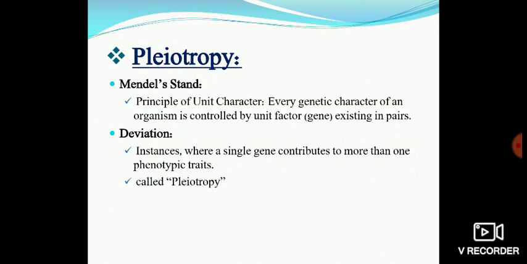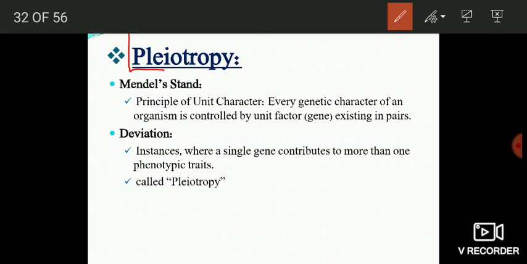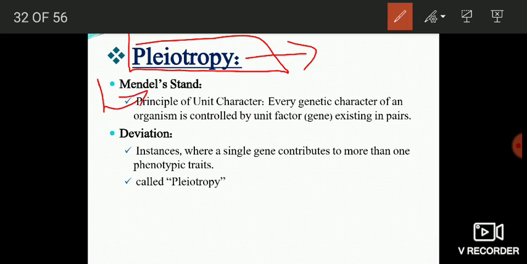Today we are going to talk about the concept of pleiotropy. Pleiotropy simply means, first of all, a deviation from Mendelism. And before understanding pleiotropy, we should understand Mendel's stand. Mendel believed in the concept of unit character, which means that every single genetic character is controlled by a single unit factor or a single gene, and that gene exists in pairs. Okay, that means Mendel believed in the concept of unit character.